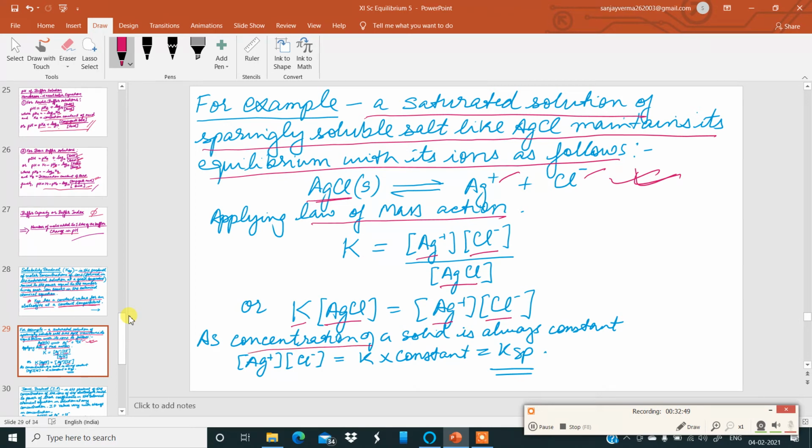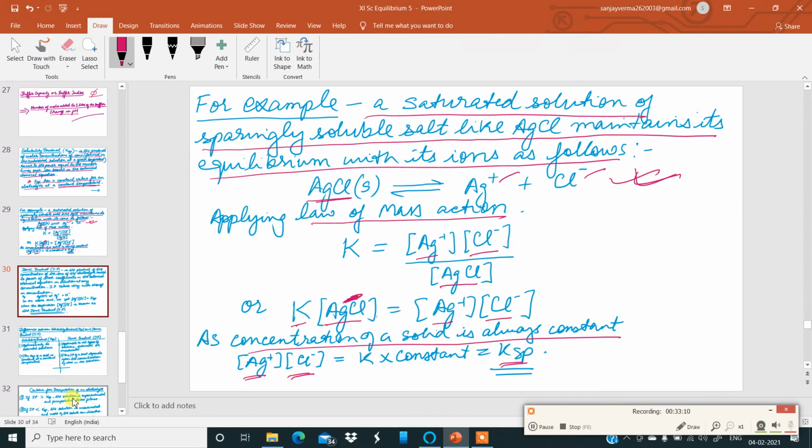As the concentration of a solid is always constant, this K into the concentration of AgCl is a constant. So this K into the concentration of solid AgCl is called Ksp. So this is the solubility product, and that is equal to the product of the concentrations of the ions which are formed after its dissociation at equilibrium.